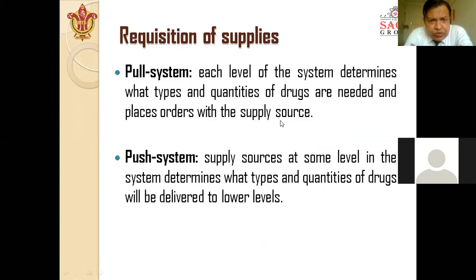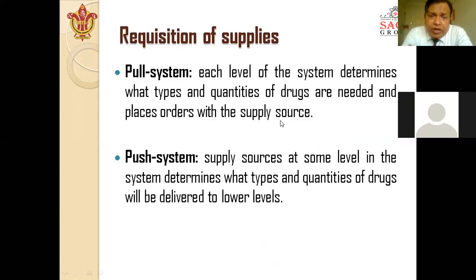Now you can see the recognition of supplies. How will we give the recognition of supplies? There are two types of system: pull system and push system. In the pull system, each level of the system determines what types and quantity of drugs are needed and places an order with the supply source. This is a pull system. In the push system, the supply source at some level in the system determines what type and quantity of drugs will be delivered to the lower level.